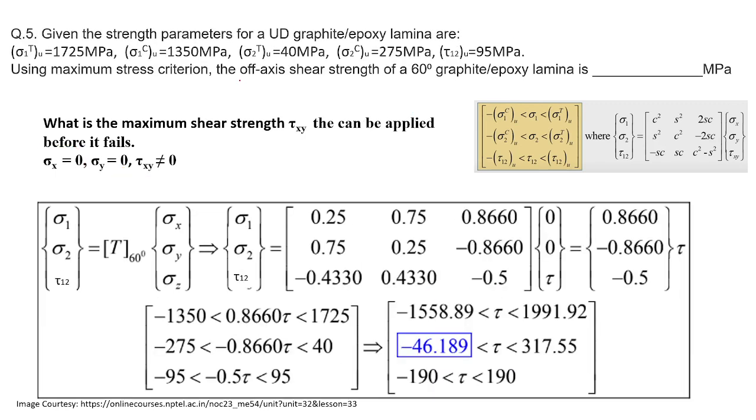So next, the same conditions are given using maximum stress criteria, but here we require the off-axis shear strength. So which is the maximum shear strength that can be applied on it before it fails. So here we took sigma x as 0, sigma y as 0, and tau xy as non-zero. Again we put values and through the stress transformation matrix we got the values in terms of tau.